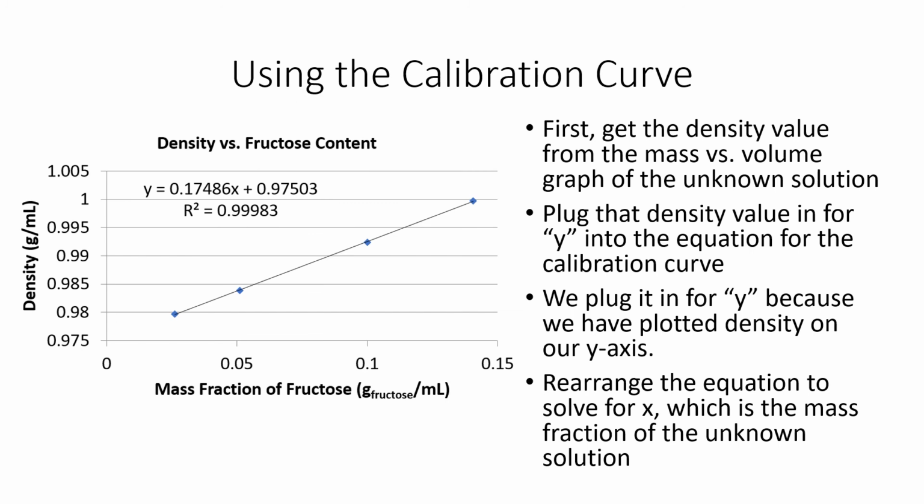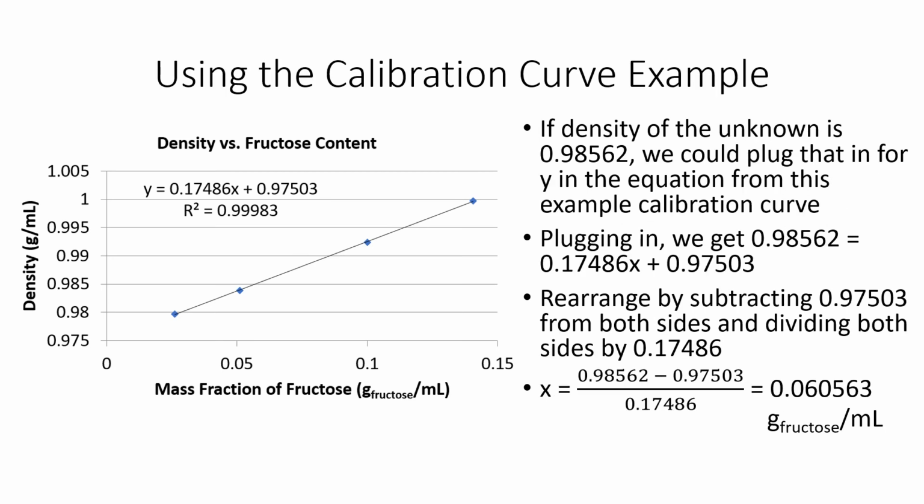Once you find the density of the unknown solution, which is the slope of the mass versus volume graph of the unknown solution, you can plug that value in for y in the equation for your calibration curve. We plug it in for y since our graph has density on the y-axis, due to it being the dependent variable. We need to rearrange the equation to solve for x, which is the mass fraction of the unknown solution. Notice that we have mass fraction on the x-axis because it is the independent variable. Let's say our graph of mass versus volume of the unknown solution had a slope of 0.98562, corresponding to the density of the unknown solution.